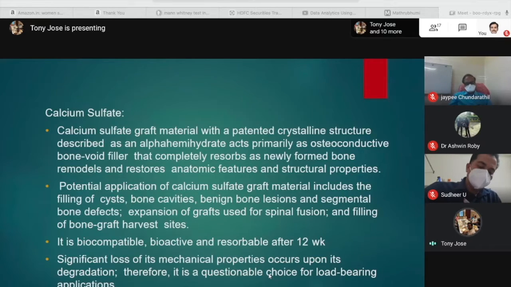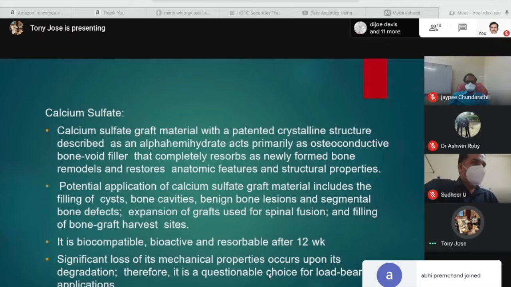It is biocompatible, bioactive, and resorbed after 12 weeks. Significant loss of its mechanical properties occurs upon its degradation. Therefore, it is a questionable choice for load-bearing applications.